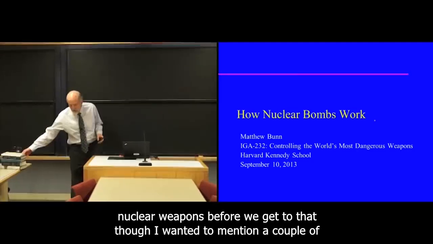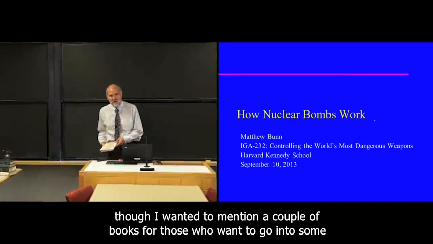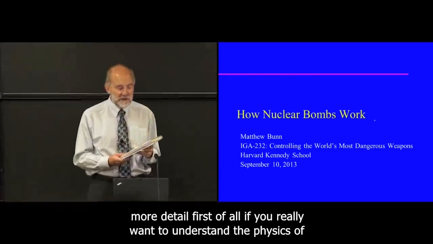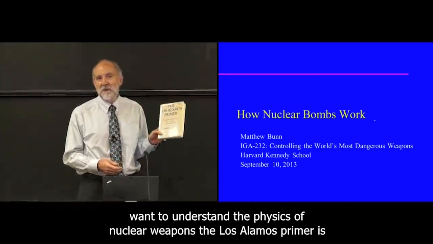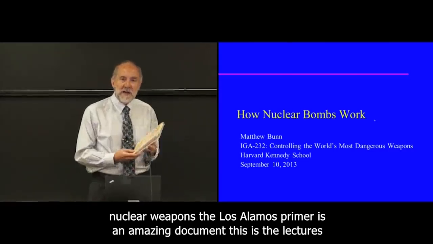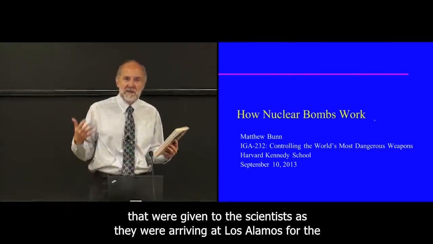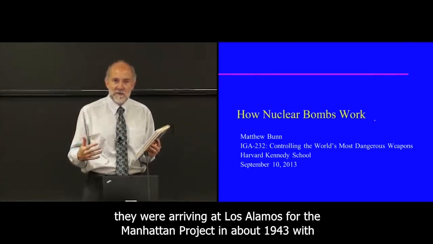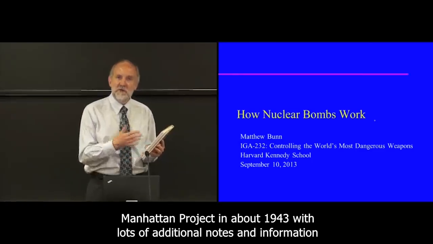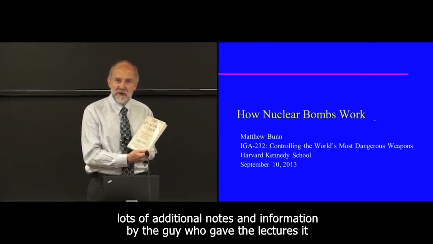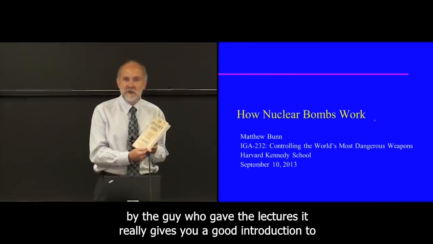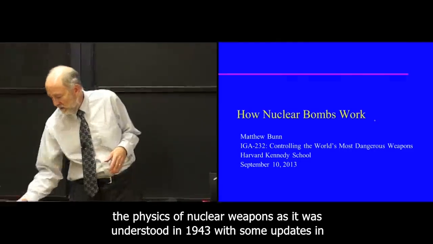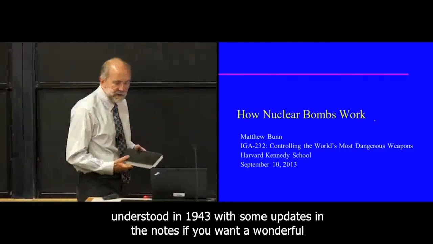Before we get to that though, I wanted to mention a couple of books for those who want to go into some more detail. First of all, if you really want to understand the physics of nuclear weapons, the Los Alamos Primer is an amazing document. This is the lectures that were given to the scientists as they were arriving at Los Alamos for the Manhattan Project in about 1943, with lots of additional notes and information by the guy who gave the lectures. It really gives you a good introduction to the physics of nuclear weapons as it was understood in 1943 with some updates in the notes.